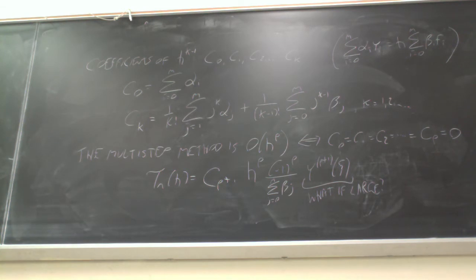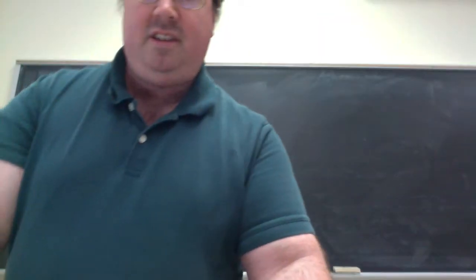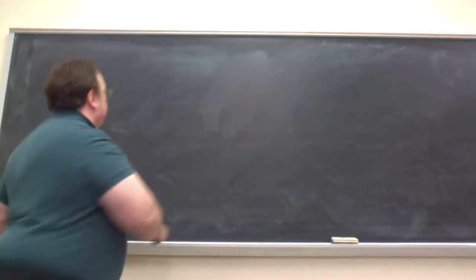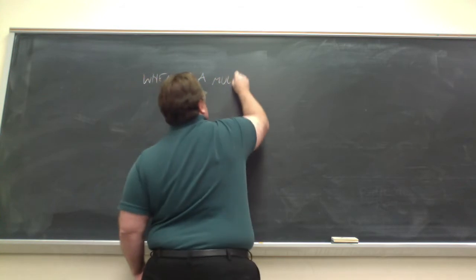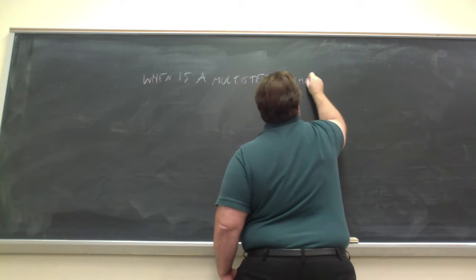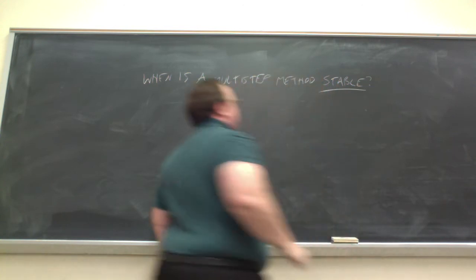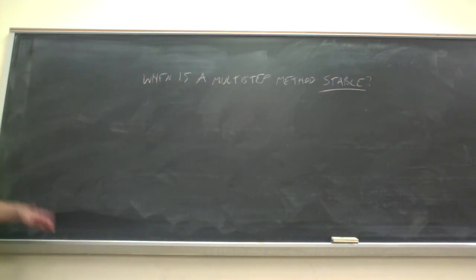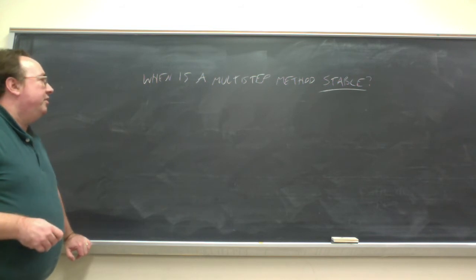Now that's consistency, but we also have the other half of this, stability, which fortunately is not so ugly to talk about. Okay. So when is a multi-step method stable? So how can we ensure that a small change in the initial data would not lead to a large change in the solution?